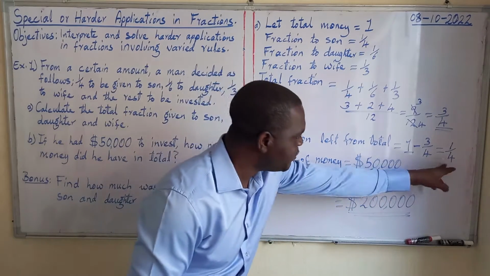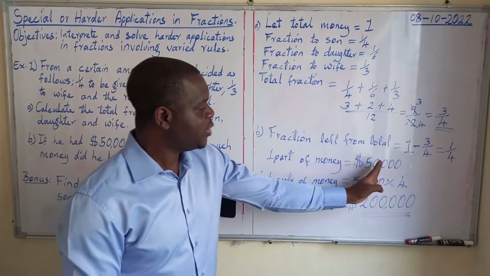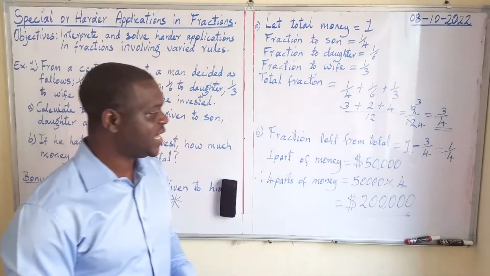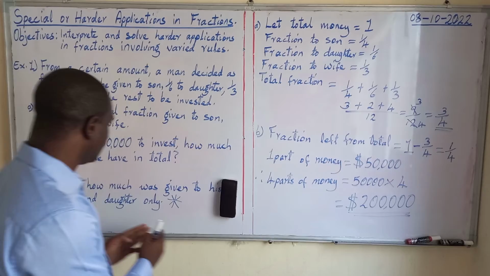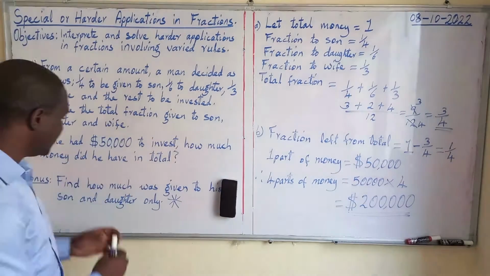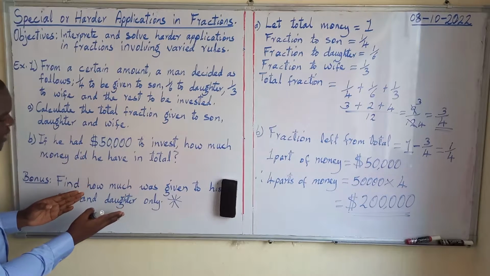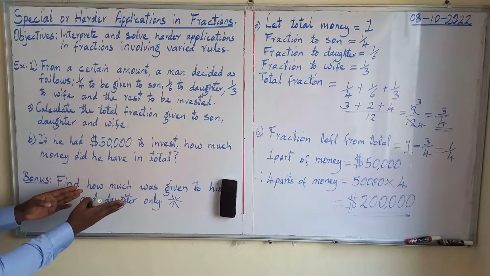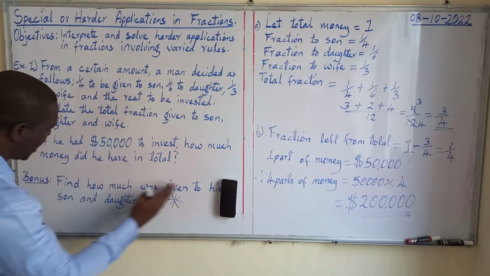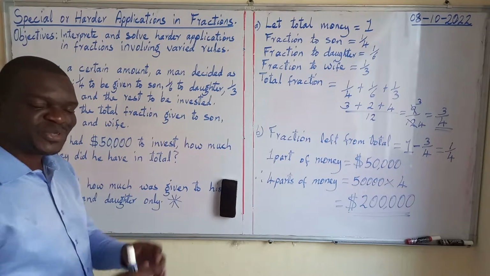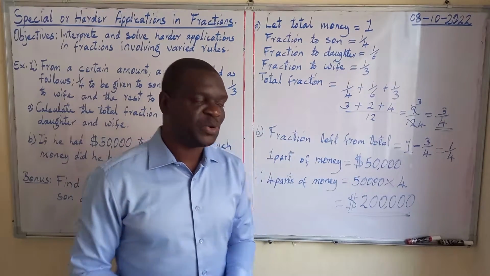So to have all the 4 parts, you simply multiply the 1 part by the 4 parts, and that is going to give us $200,000. That is the total amount he had. Use this knowledge of what you've gained here to calculate the total amount given to son and daughter only, not the wife, as a bonus. You can do that when you have time on your own.